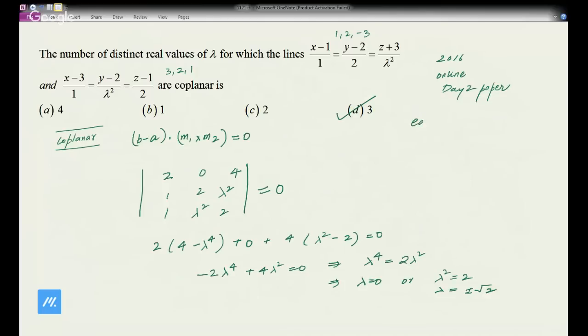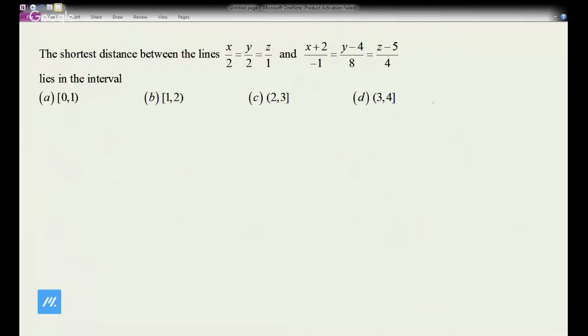Again, I would say easiest of the problems that was asked. Easiest. Okay. Should have been done in the exam. If it came in your exam, you should have definitely got it right. All right, guys. The next problem.